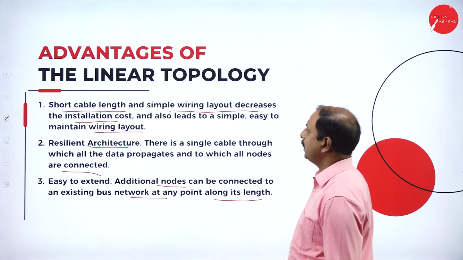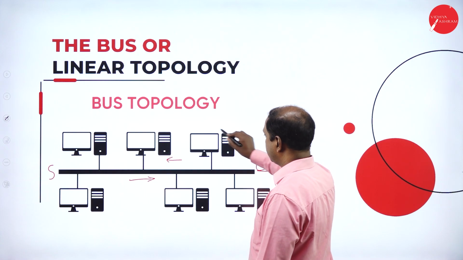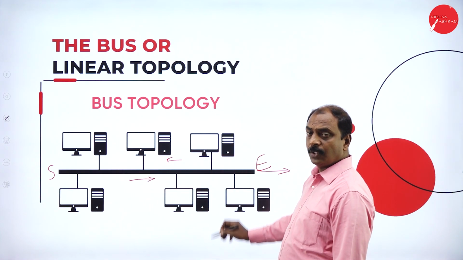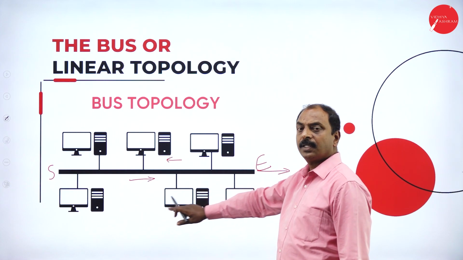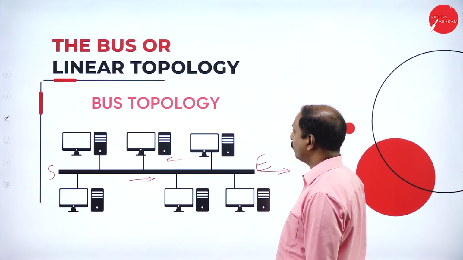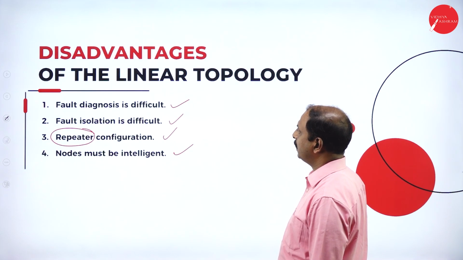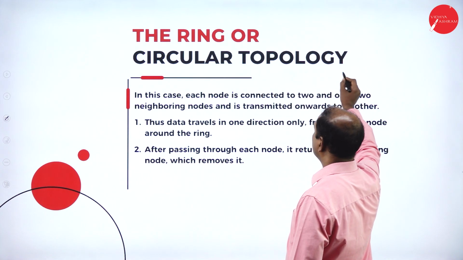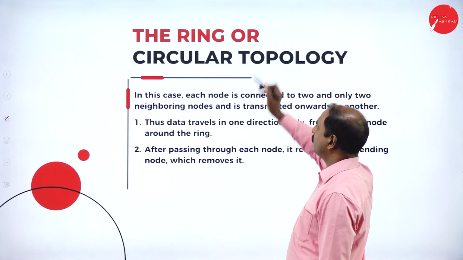And here, any problem with any of the devices or any of the computers, the entire network goes down. So no other computers can communicate in the network. That is also a drawback of bus topology or linear topology. Now next we move on to the next one, called circular topology or ring topology.